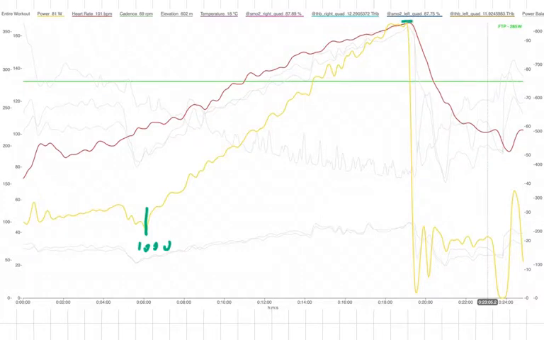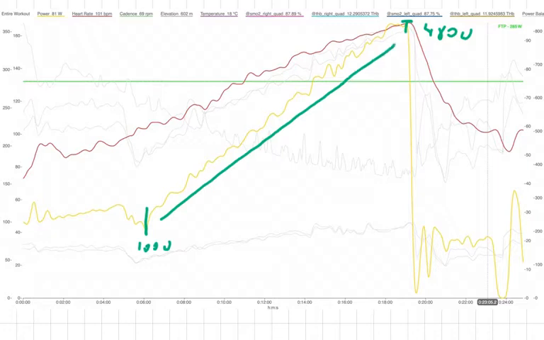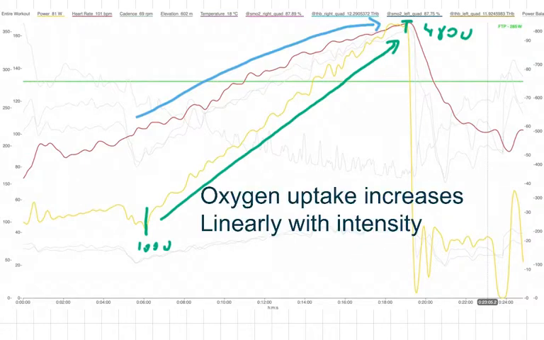At the end of the test, he ended at 480 watts. And so over this 18-minute test, the intensity increased throughout the time, and we see that here with this yellow line. Additionally, you can see how the heart rate, which is the red line, increased over time as well. And so what we see with this is the oxygen uptake increases linearly with intensity.